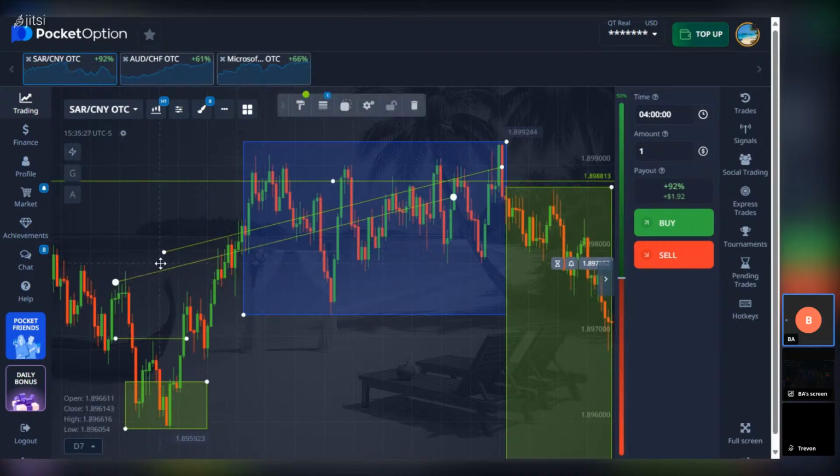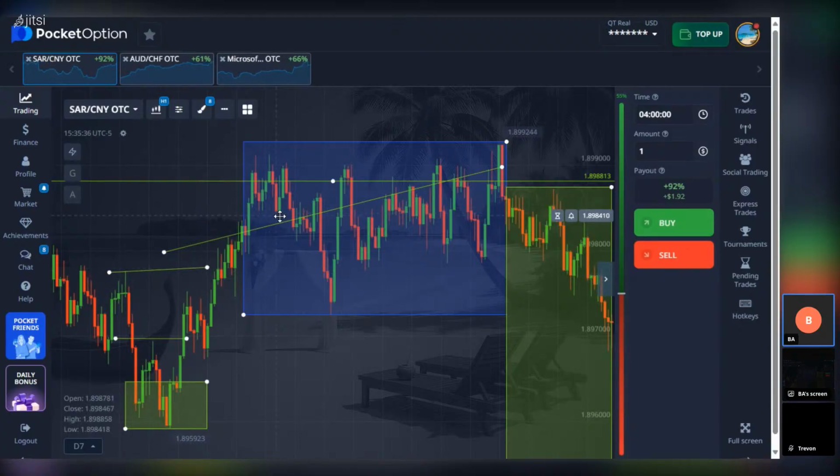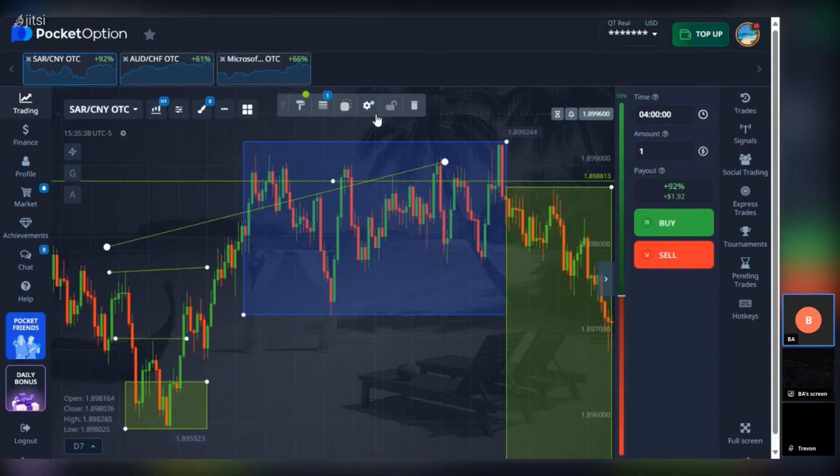See, that's why I like TradingView better. I can draw it a lot easier than this. But you see these little wicks to the left? Let me just delete this one.